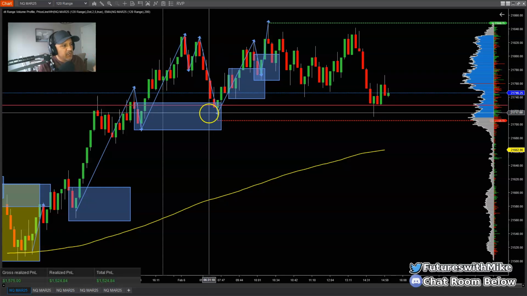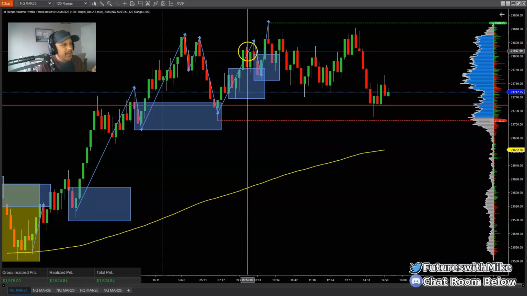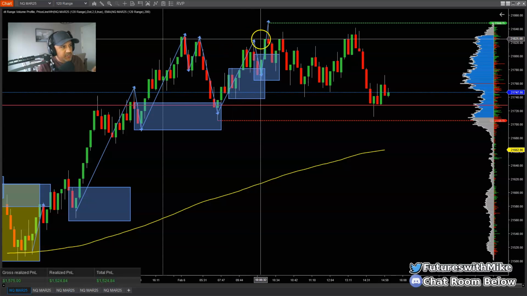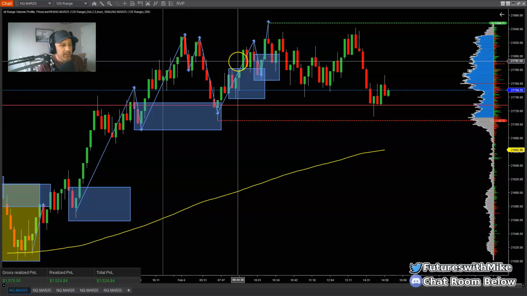Then the market turns back around. We get a little push up, all right, pulls back, pushes up again, pulls back here, breaks structure above this area, and it slightly breaks above this area right here. So we're bullish to the upside.